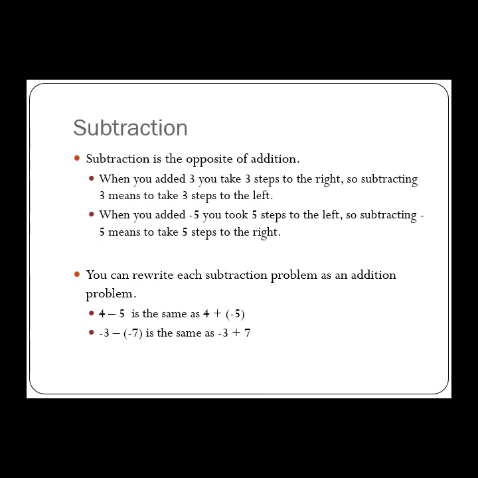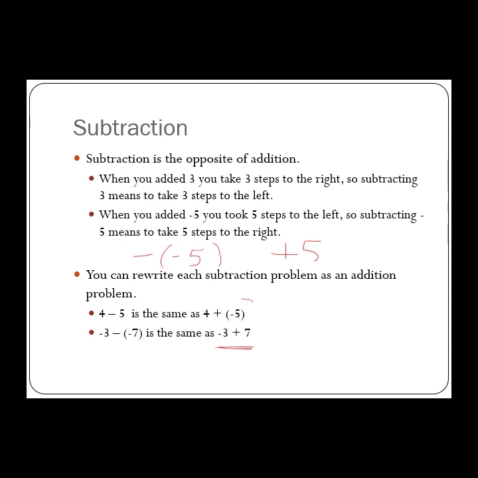With subtraction, subtraction is the opposite of addition. Adding a negative is the same thing as subtracting. When you added 3, you took 3 steps to the right, so subtracting 3 means 3 steps to the left. That's the same thing that we said plus negative 4 meant. When you added negative 5, you took 5 steps to the left. So if I'm going to subtract negative 5, that's actually going to be 5 steps to the right, which is the same thing as a plus 5. So subtracting a negative is something I'm going to automatically rewrite as a plus.